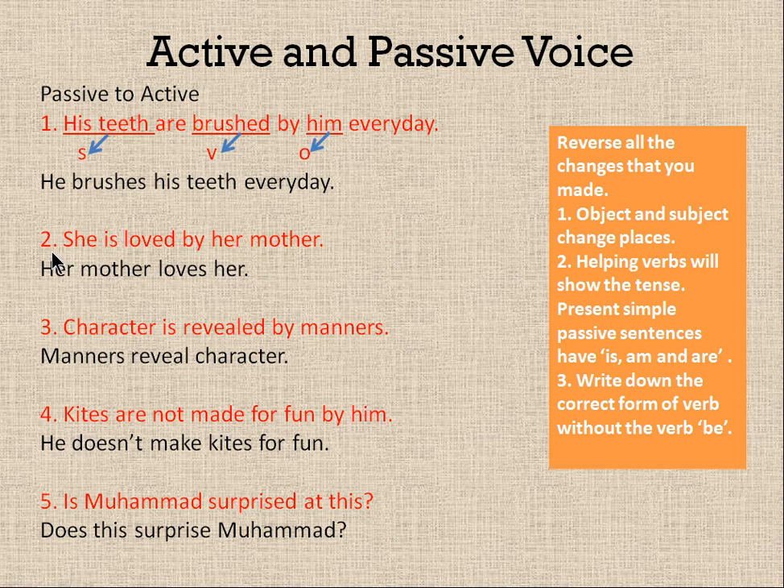Look at number 2. She is loved by her mother. Her mother is the object here. It will go to the subject place. Her mother loves her. Look at number 3. Character is revealed by manners. This is the object. It goes to the subject place. Manners. As it is plural, therefore we do not need to add s or es with the verb. Manners reveal character.